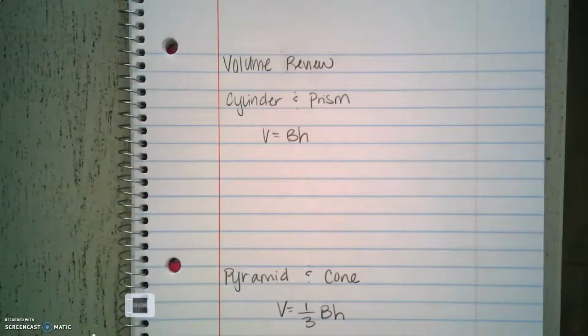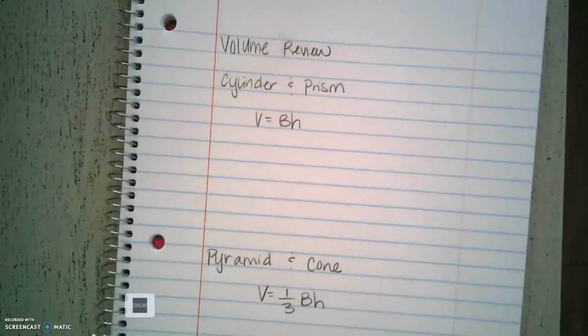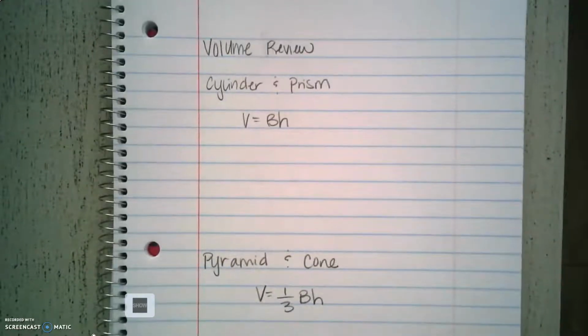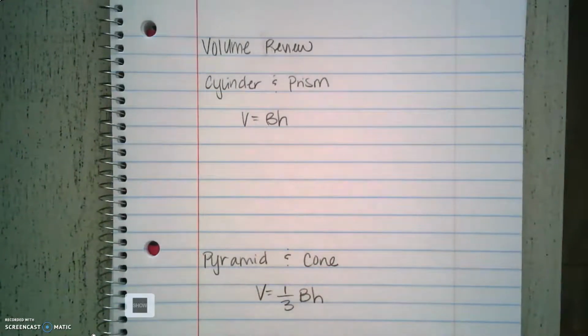Alright, this video is to review the volume formulas from Unit 4, circle, segments, and volume. So we have two different formulas, and they go with two sets of solid figures. So we can have a cylinder and a prism. Cylinders and prisms use the same formula of volume equals base times height.